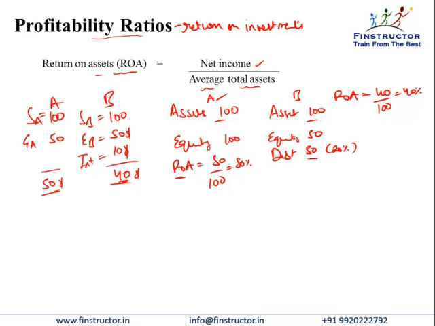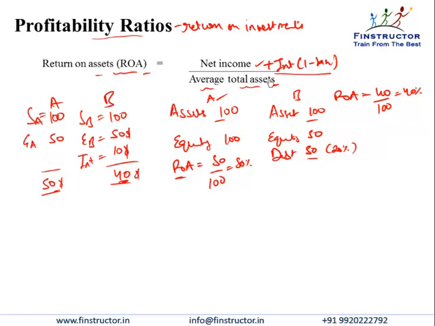This is actually a problem with the way we are calculating the ratio. We should not compare the average total assets to the net income, because net income belongs to the equity holders and the return that the asset generates belongs both to the debt holders as well as equity holders. So a better way of calculating the return on assets is net income plus the interest into 1 minus the tax rate upon the average total assets.